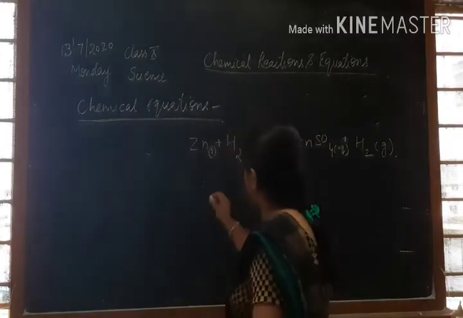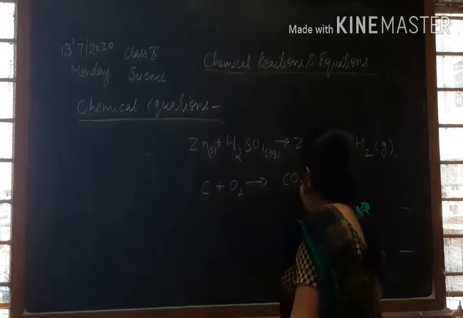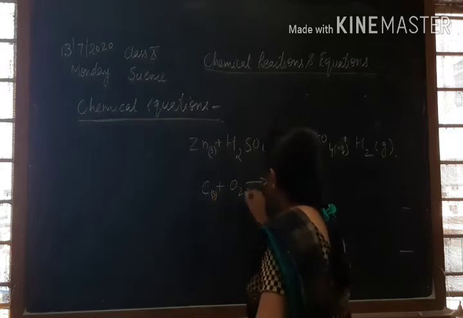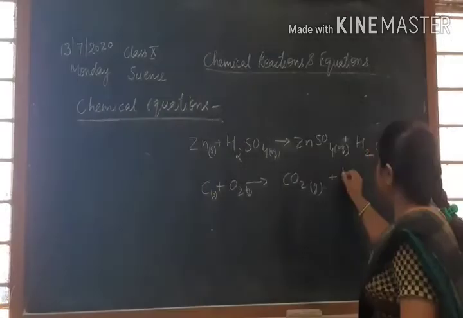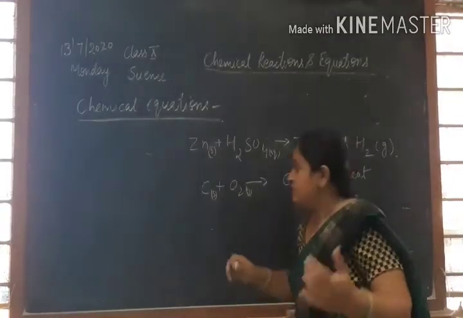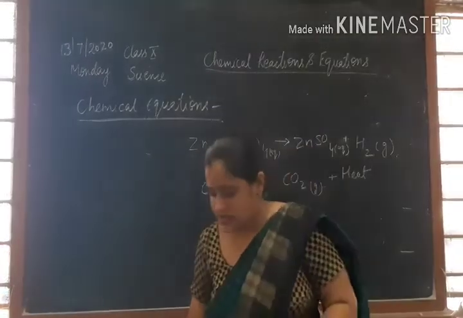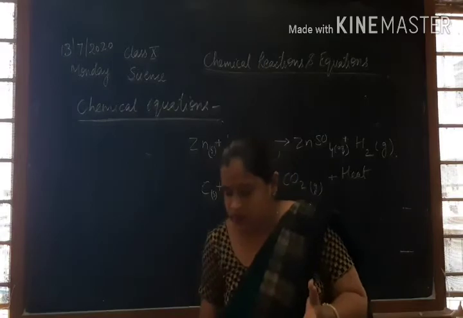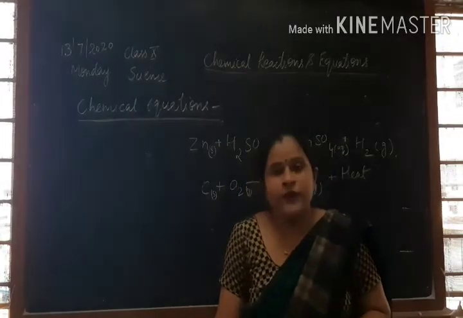For example, if I am taking carbon plus oxygen, it will give carbon dioxide. Here, carbon is solid, oxygen is gas, carbon dioxide is again gas, and in this reaction a lot of heat is evolved, or we can say removed. Here I have written plus heat, which means wherever you see heat or heat energy written in a reaction, you will say yes, this reaction is an exothermic reaction. Okay.